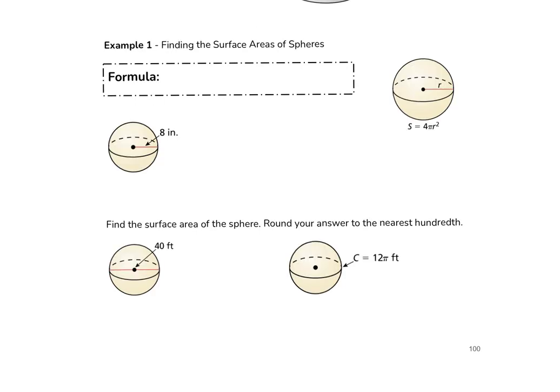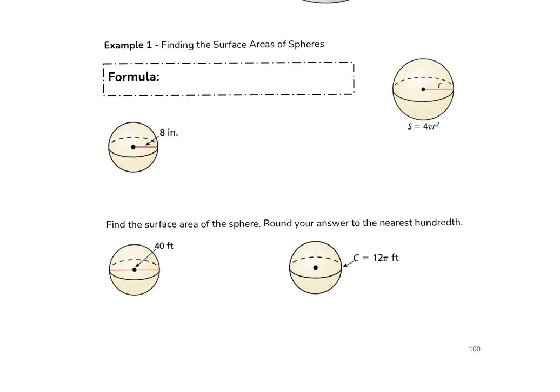Going to talk about is a sphere. A sphere is essentially just a ball, right? Some type of ball. It could be something like a globe, a basketball, anything that makes that type of shape. And we're going to do a couple of different things with spheres today.